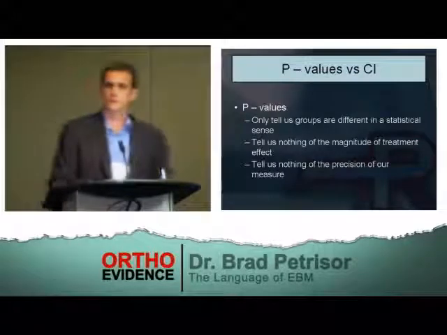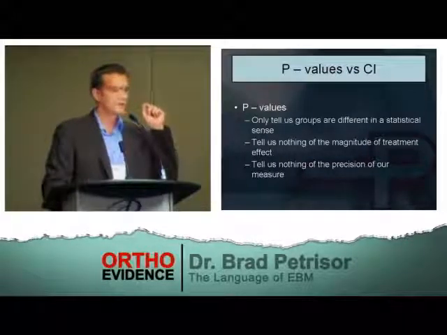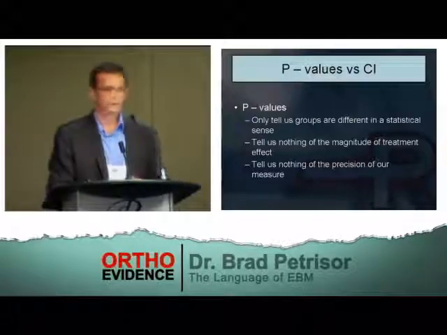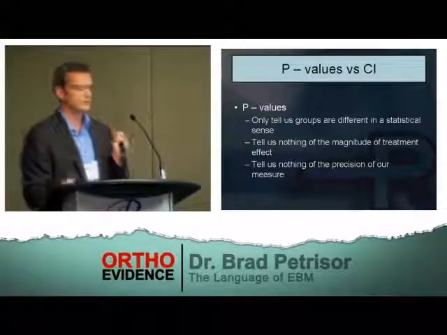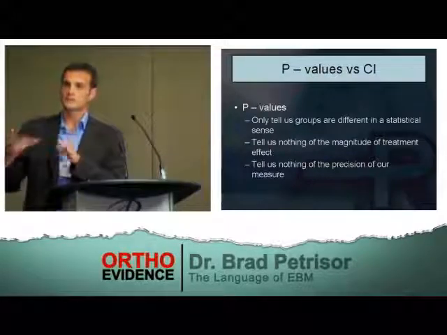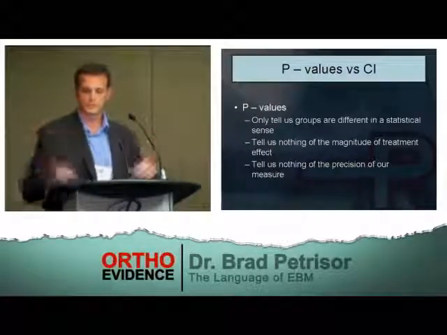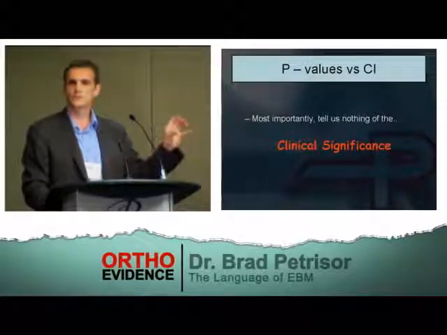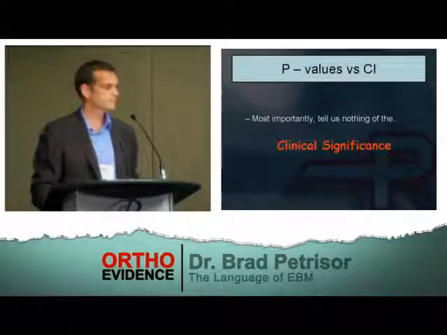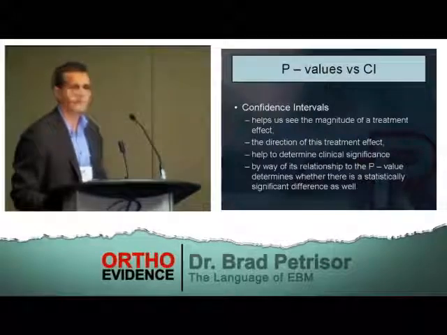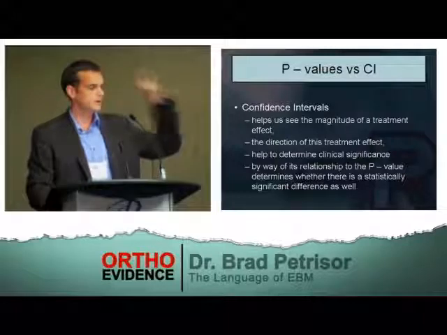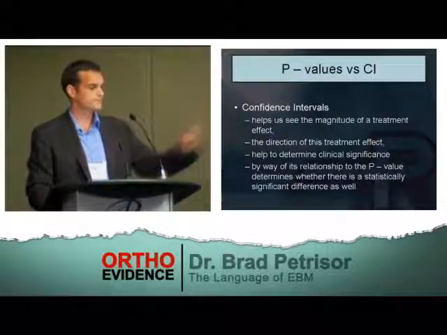P-values are commonly reported, but they tell us that the groups are different in a statistical sense. But they don't tell us anything about the magnitude of the treatment effect, and they don't actually tell us anything about the precision of this treatment effect. And they don't tell us anything about the clinical significance of the effect that we're seeing. Confidence intervals, on the other hand, help us to see the magnitude of the treatment effect, the direction of the treatment effect, and determine clinical significance.